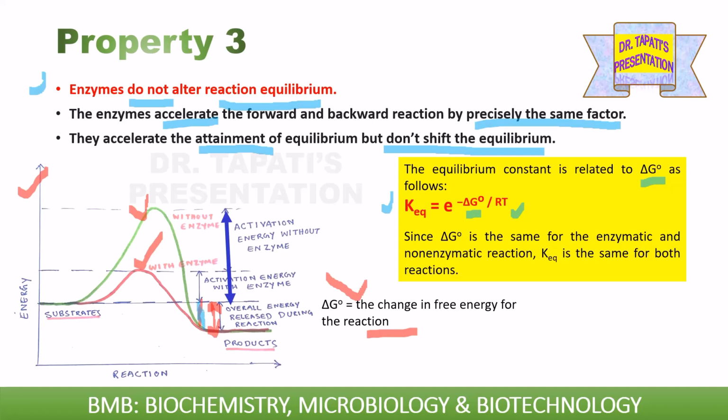So delta G0 is equal to the change in free energy for the reaction, and its value is equal for both the enzymatic as well as the non-enzymatic reactions. Therefore, you can see for non-enzymatic as well as enzymatic reaction, K equilibrium is the same because delta G0 is the same. Therefore, I told you that enzymes do not alter the reaction equilibrium because K equilibrium is the same for enzymatic as well as non-enzymatic reaction.